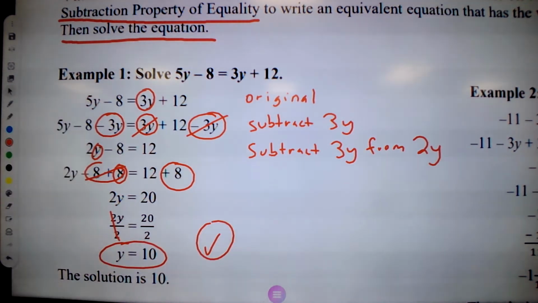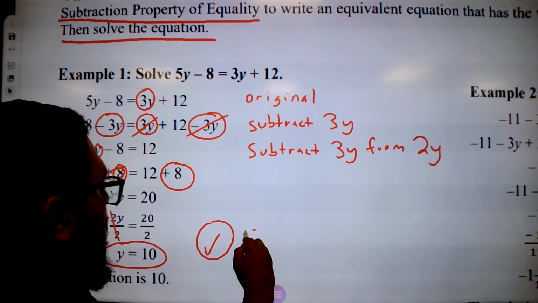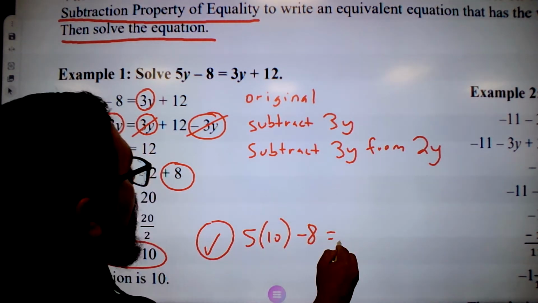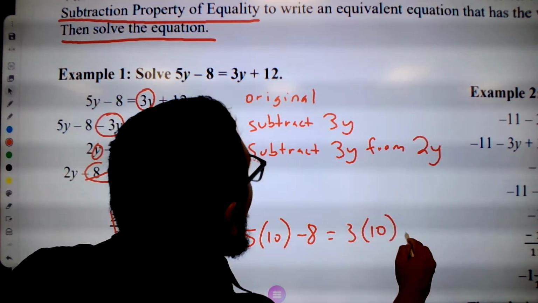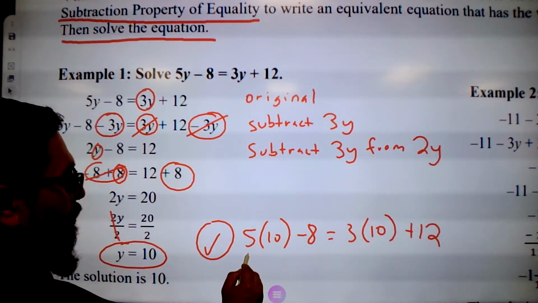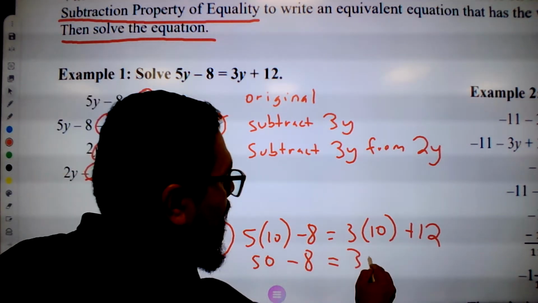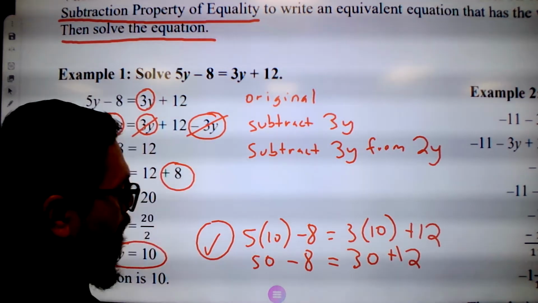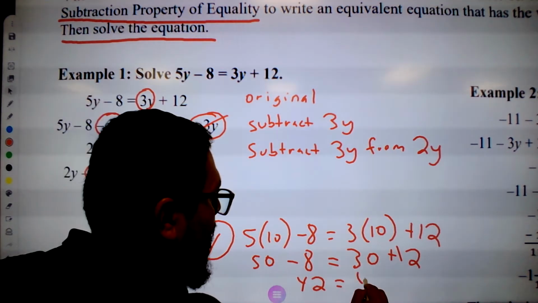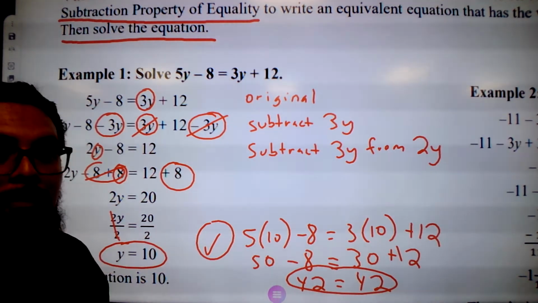Check it, check it. Okay, let's see if this is right. Wherever we see y, let's put in a 10. So 5 times 10 minus 8 equals 3 times 10 plus 12. And let's see if this is correct. 5 times 10 is 50 minus 8 is 42. 30 plus 12 is 42. So yes, the solution is 10. We are done with number 1.